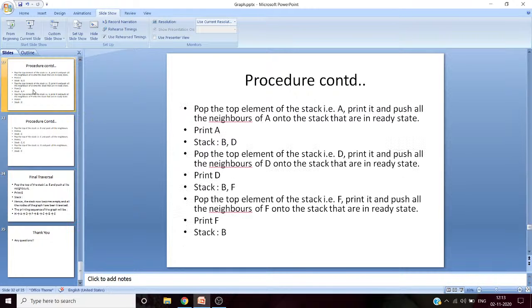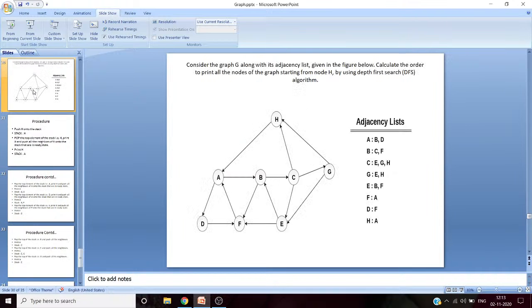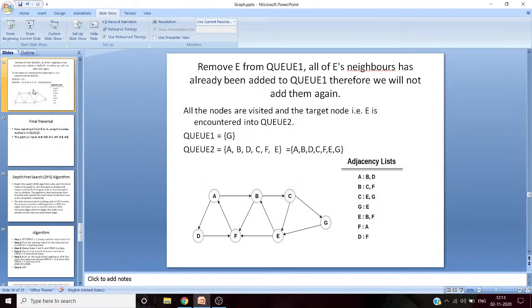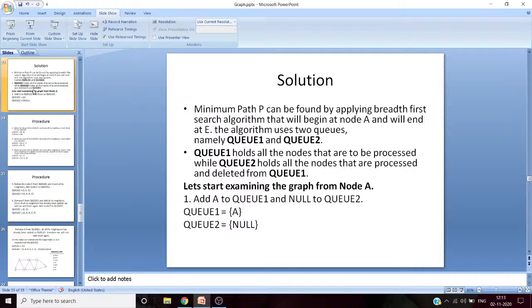This is DFS. What we were doing in BFS, we were taking two queues. First of all, we were taking two queues.